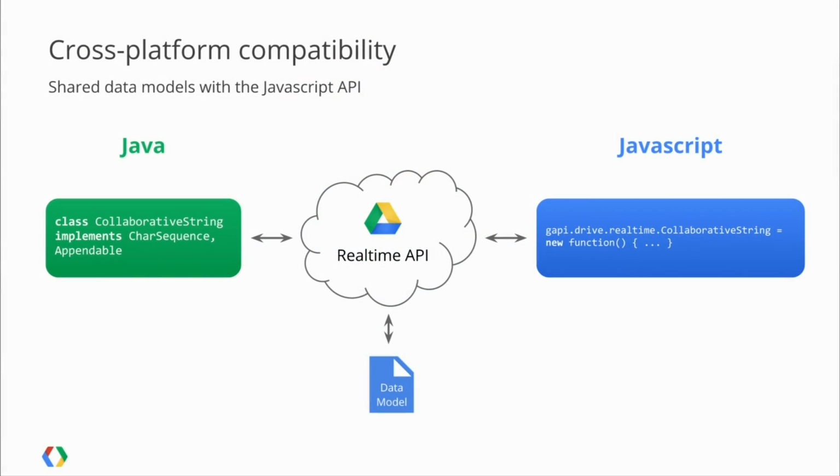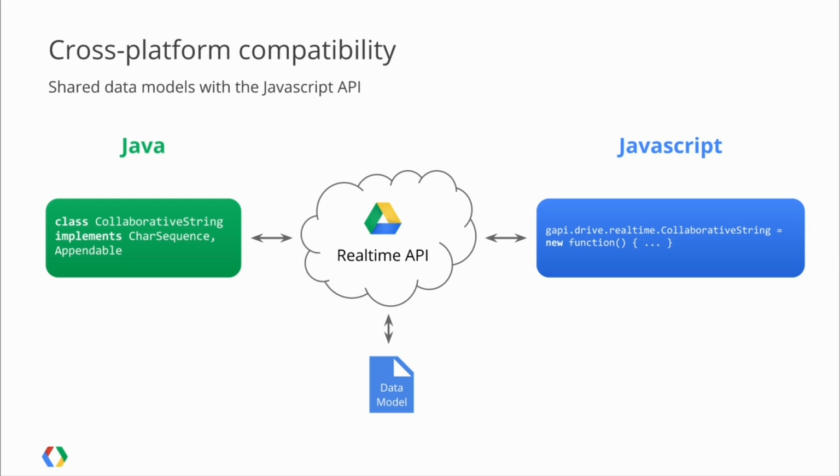And of course, because we have this data model that we've built from the ground up, we can provide cross-platform compatibility. So the Java API and the JavaScript API work on the same data models, and we automatically translate between types for you. So if you have a collaborative string, for example, in JavaScript, you get the JavaScript object, the gapi.drive.realtime.CollaborativeString, which will have the properties and other things that you expect from a JavaScript implementation.